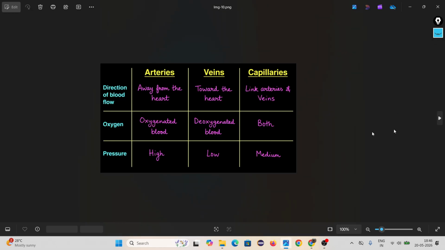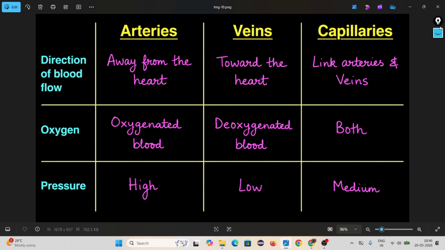Then come to this. Okay, arteries. What do you mean by arteries? And what do you mean by vein? What do you mean by capillaries? And what are their function and how they differ from each other?